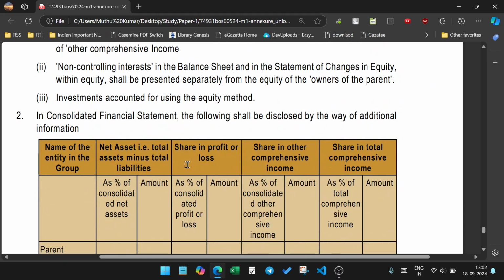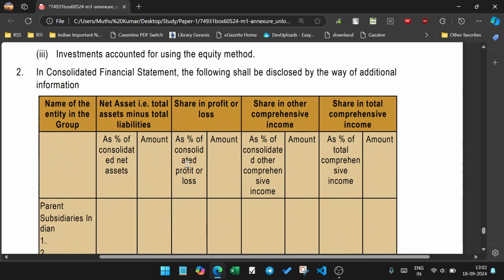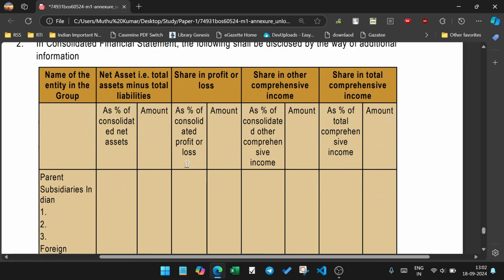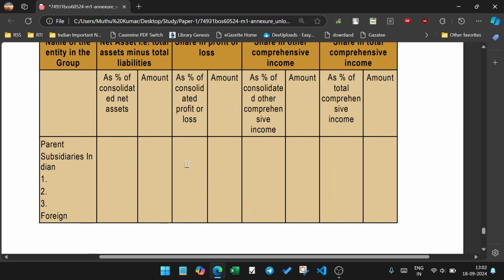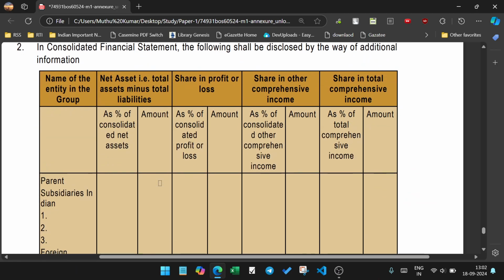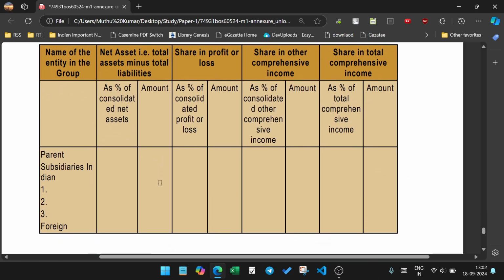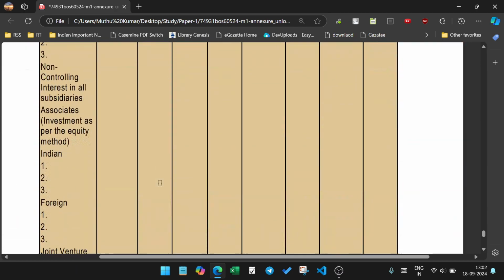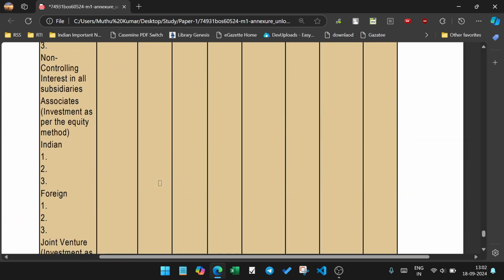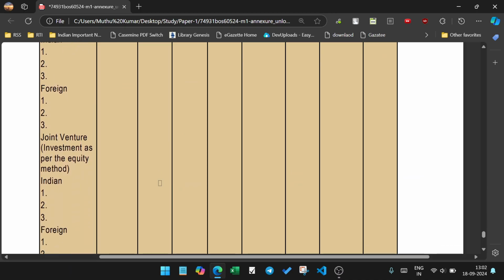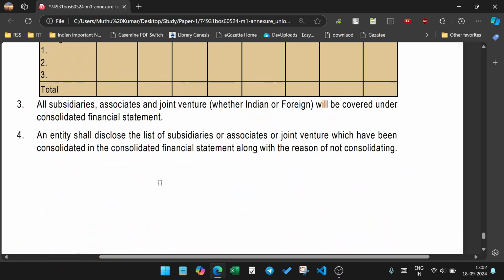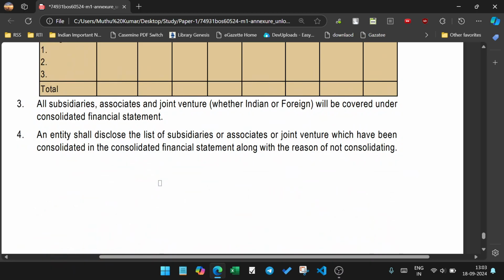Investment accounted for using the equity method. The consolidated statement shall disclose the following: the name of the entity in the group, net assets, that is total assets minus total liabilities, share in profit or loss, share in other comprehensive income, and share in total comprehensive income. These are to be given for the parent, subsidiaries, non-controlling interests in all subsidiaries, associates, joint ventures, and other entities, Indian and foreign, all of which shall be covered under the consolidation.